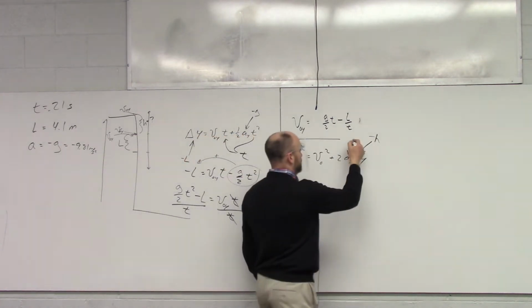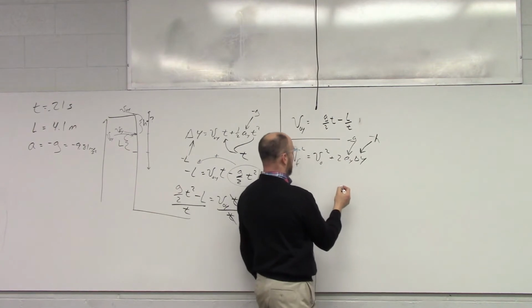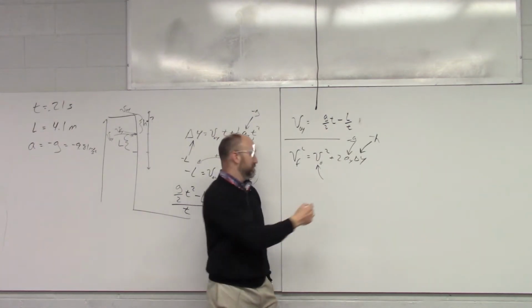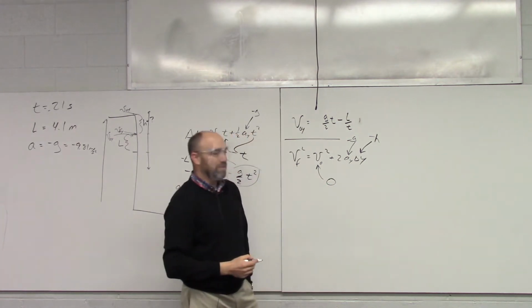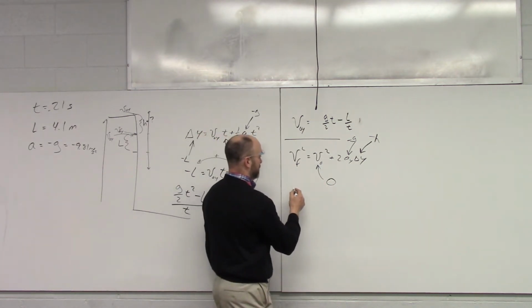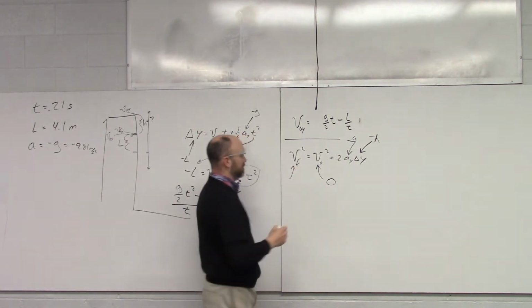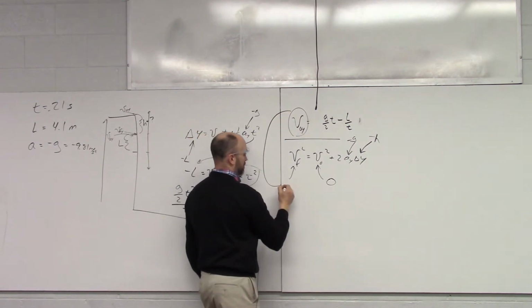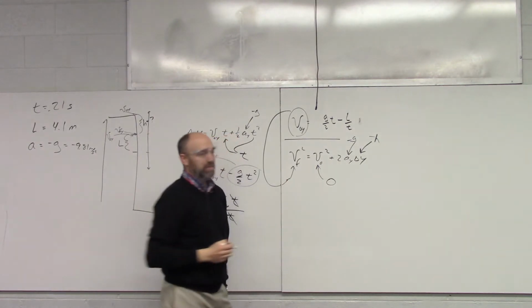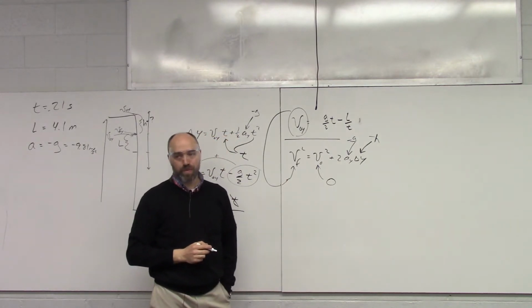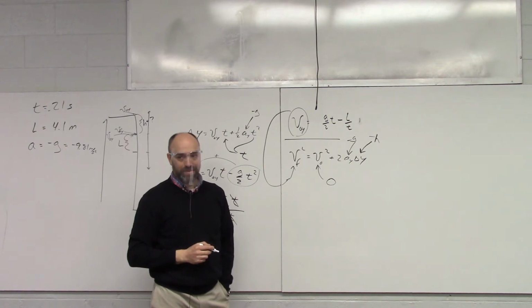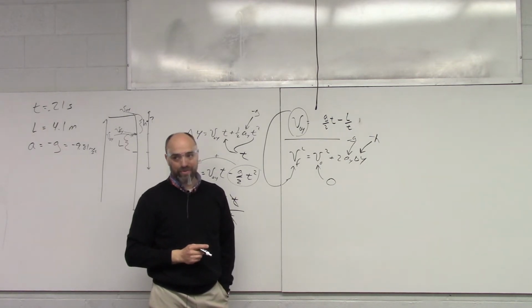Negative g. Okay, what goes here? Zero. Zero. Oh. And what goes here? The answer we got up there. Okay, how y'all doing? Does this make sense?